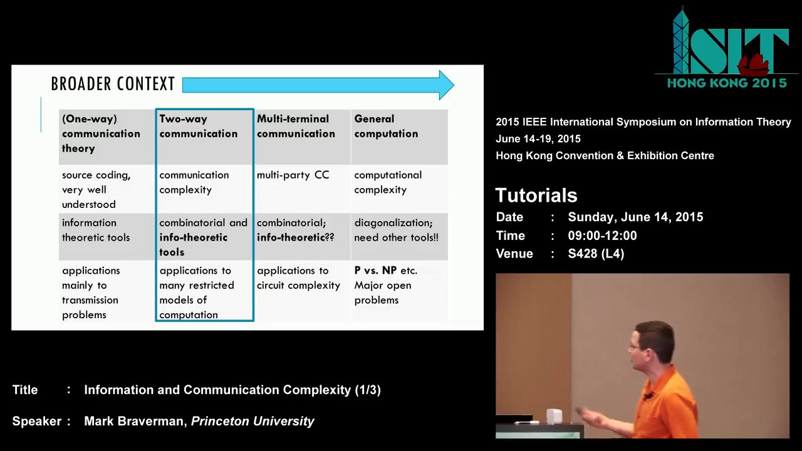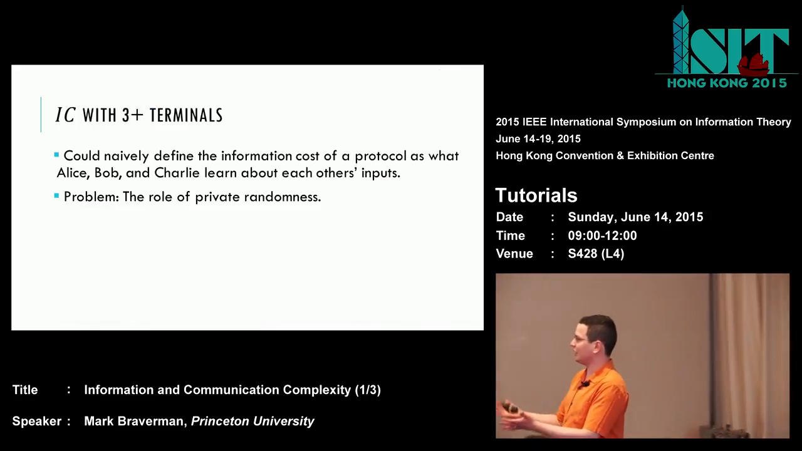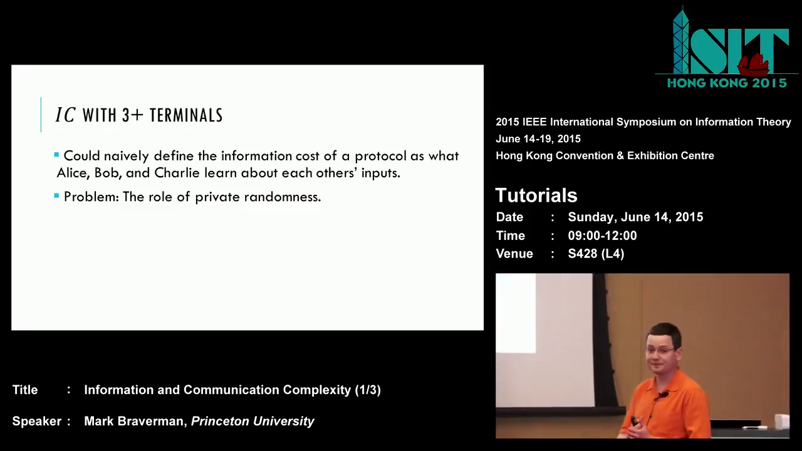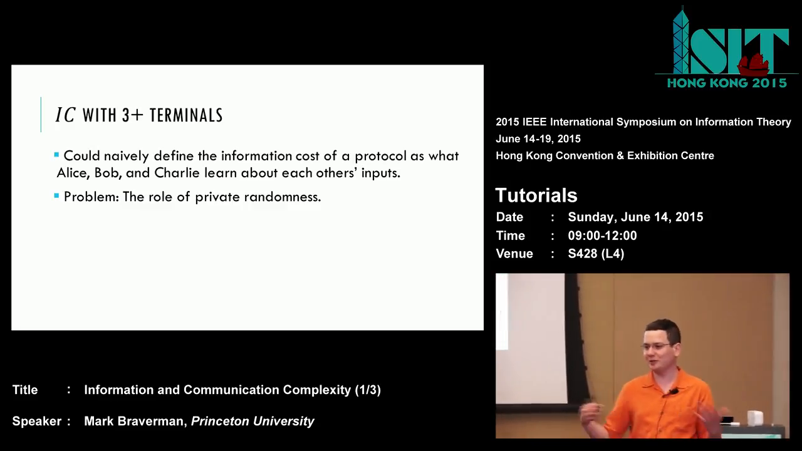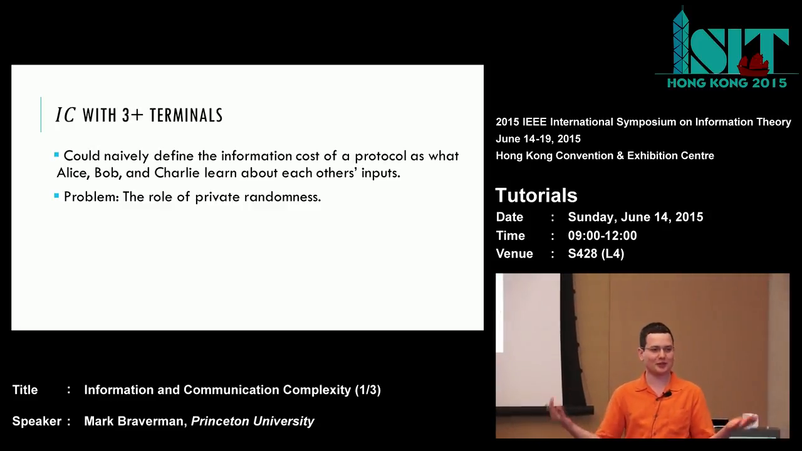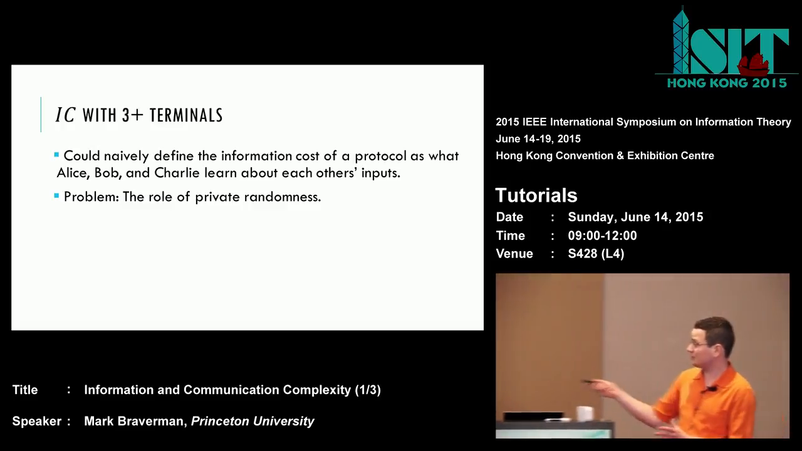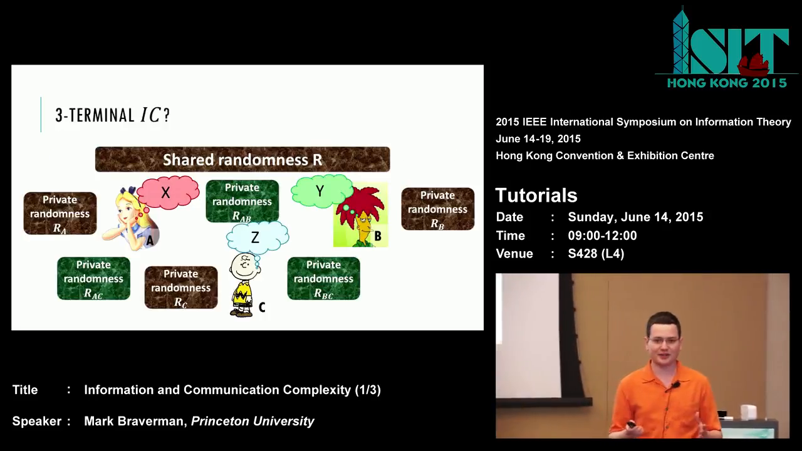So let's see what goes wrong. You could still try to naively extend the definitions from before to Alice, Bob, and Charlie. So we have Alice, Bob, and Charlie, and they try to learn as little as possible about each other's inputs while computing some function of all the inputs. Where we run into trouble is the role of private randomness.